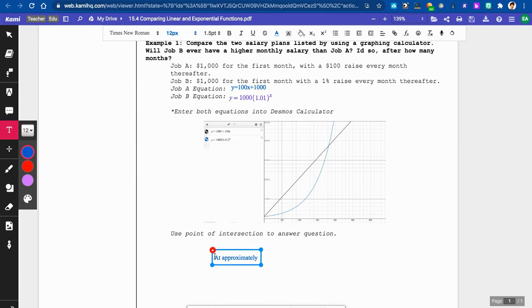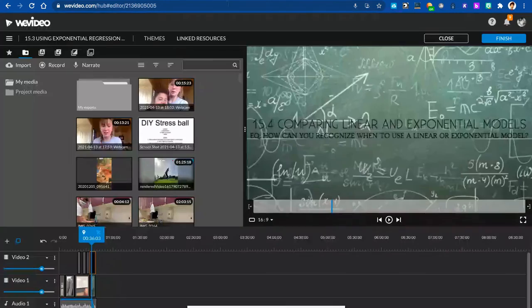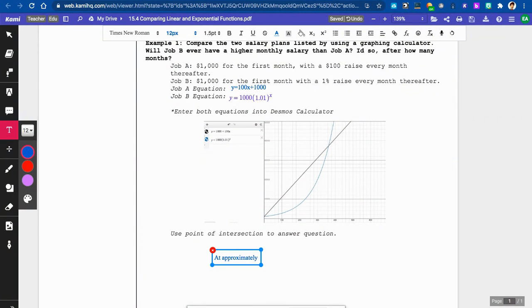At approximately 300, and I think it was 64. Yeah, we'll say about 364. Approximately 364 months. It's a long time. Company B will start to pay more than Company A.